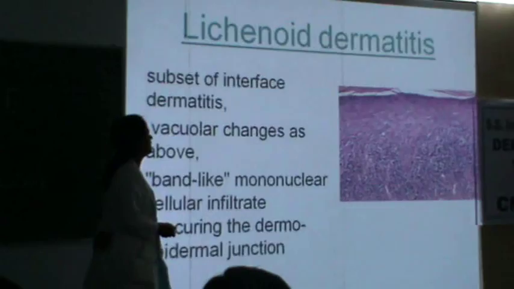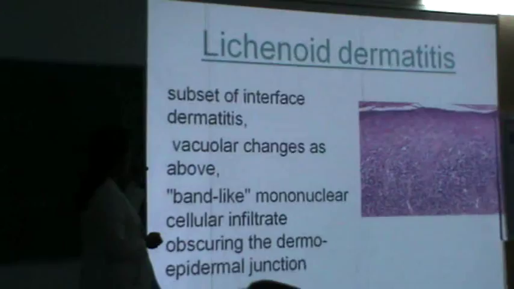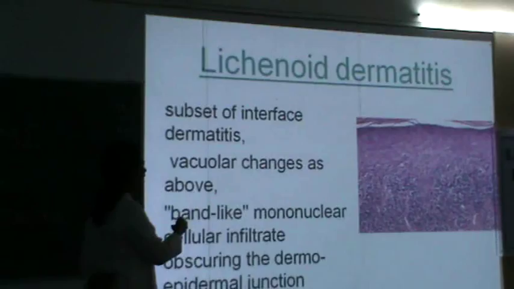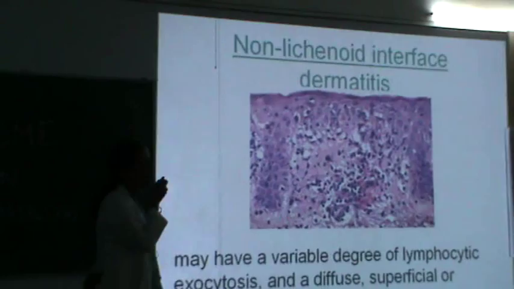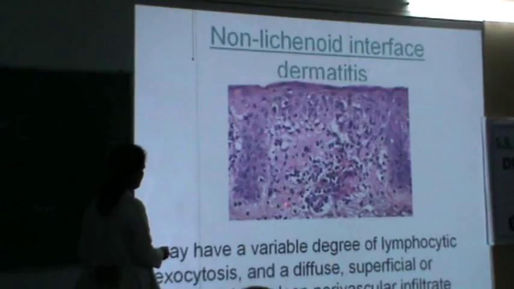So, depending on how much infiltrate is present, and how it is present, there's one way to classify this dermatitis. Lichenoid dermatitis: when you see this with macular change, as we saw in the previous slide, and a band-like mononuclear infiltrate obscuring the dermo-epidermal junction. So this is lichenoid dermatitis. Next, non-lichenoid interface dermatitis, where there is variable degree of lymphocytic infiltration and exocytosis.